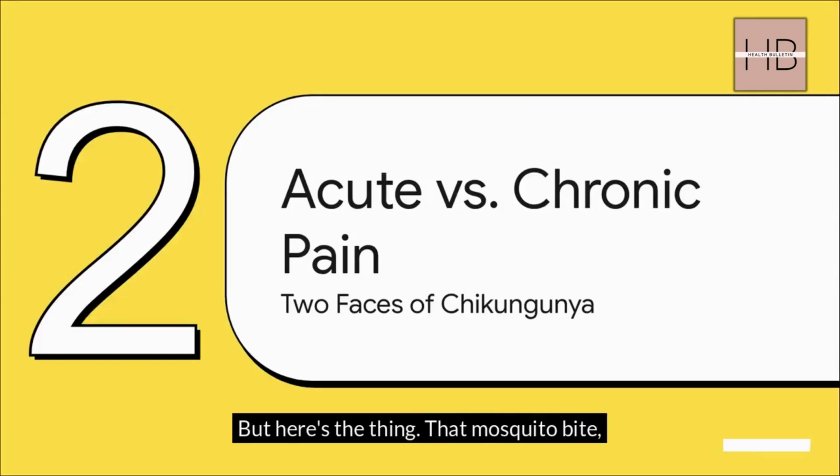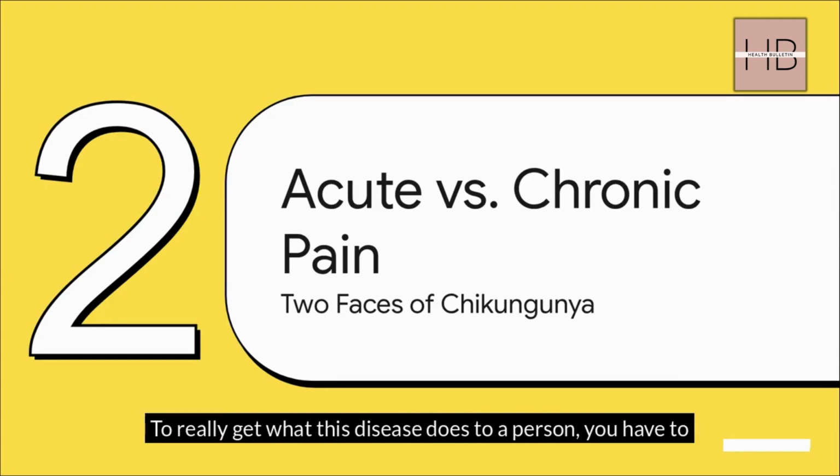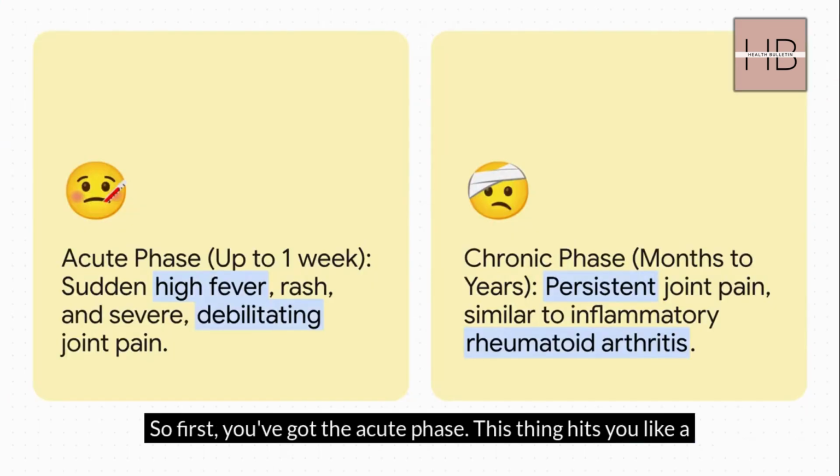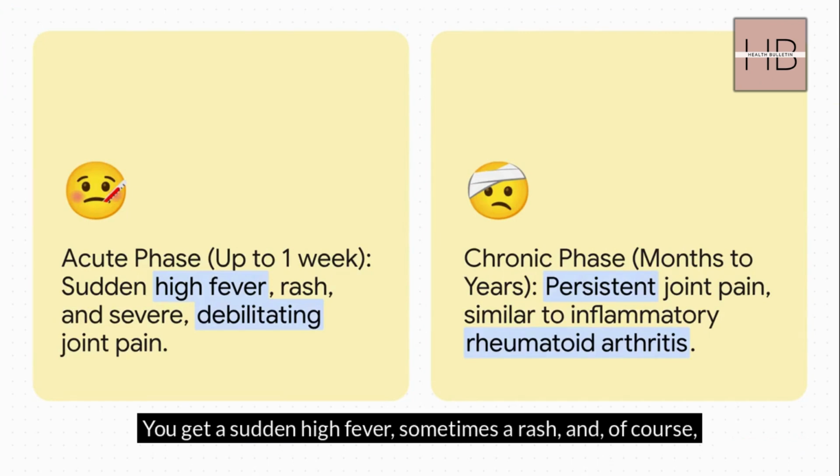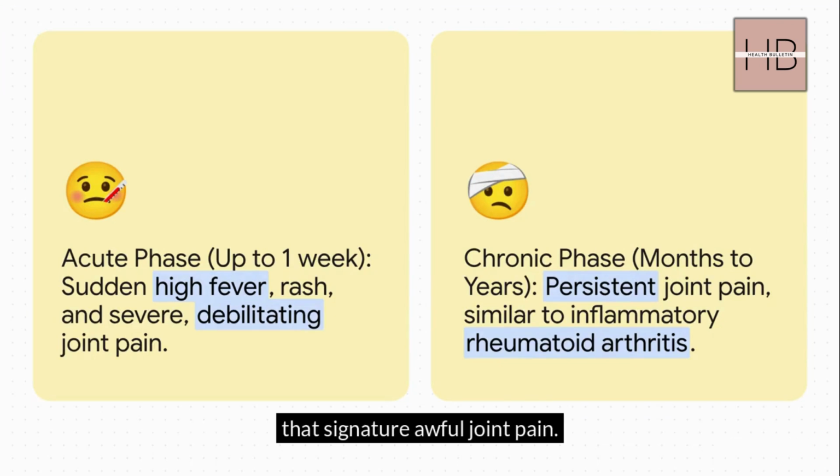But here's the thing. That mosquito bite, that's just the start of the story. To really get what this disease does to a person, you have to understand that it has two very, very different phases. So first, you've got the acute phase. This thing hits you like a truck, usually for about a week. You get a sudden high fever, sometimes a rash, and of course that signature awful joint pain.